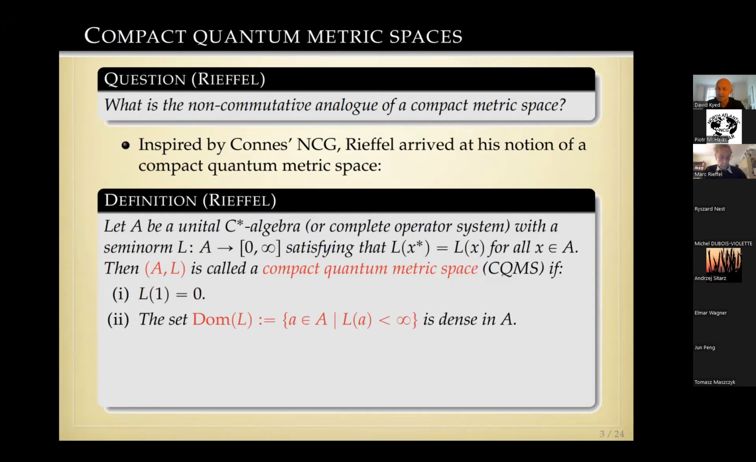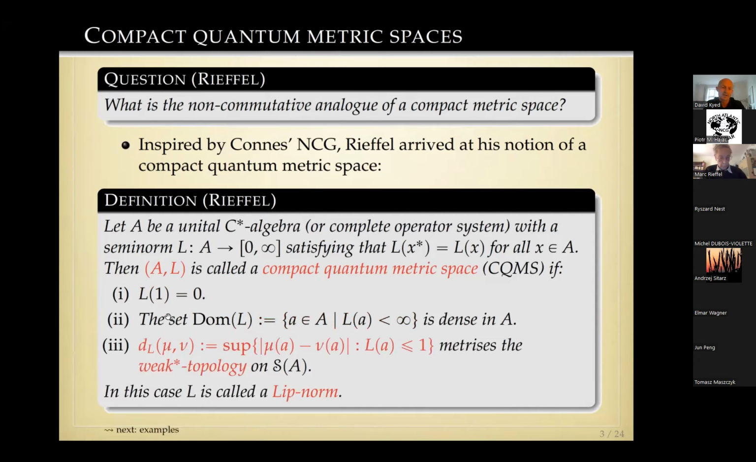And then here is the most important of the axioms, namely that if you look at this quantity d_L, which is defined on the state space, and you take two states and then you do the supremum over all of the values that you get from letting the input vary over the semi-norm unit ball, well, the requirement is that this is indeed a metric. A priori, it could attain the value infinity, but we demand that it doesn't, and that this metric is supposed to metrize the weak star topology on the state space. And in this case, L is called a Lip-norm. So I'll refer to such a thing as a Lip-norm throughout the talk.